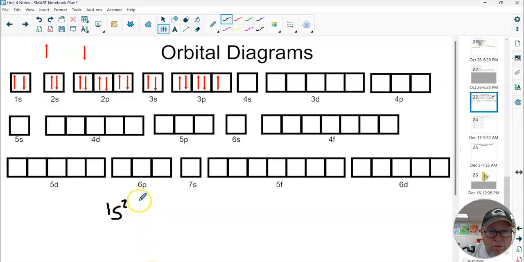And then I would write 2s2. When I say 2s2, I'm counting the electrons that are in the box. There's 1, 2 electrons in the box. So 1s2, 2s2, and then it would be 2p6 because there's 1, 2, 3, 4, 5, 6 electrons. Then 3s2, because there's 2 electrons in the box. And finally 3p5.